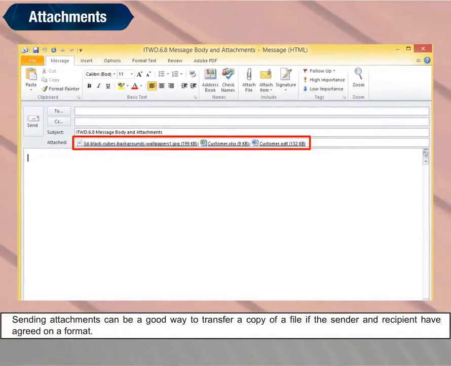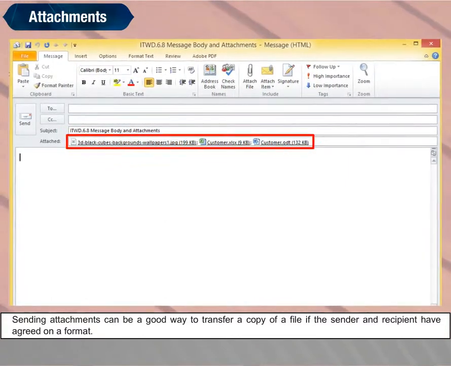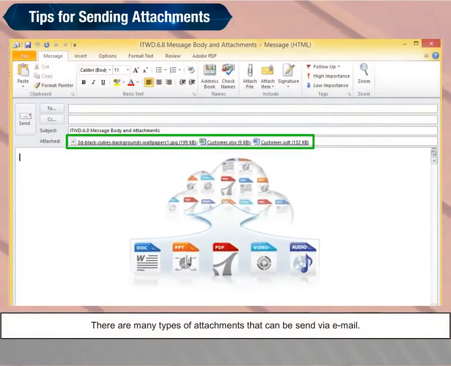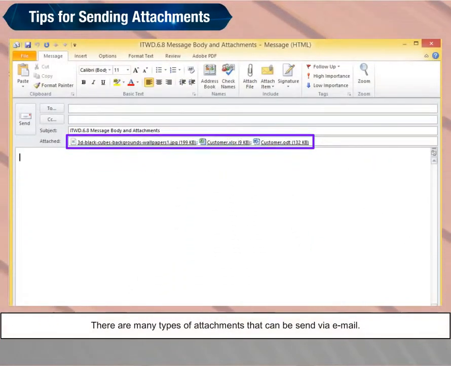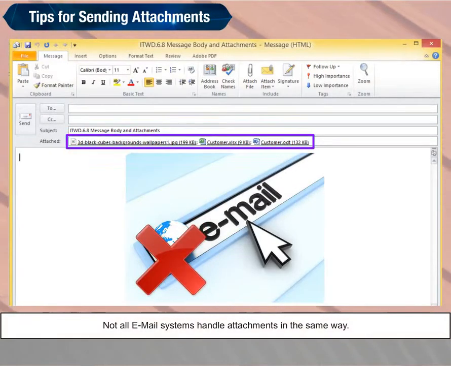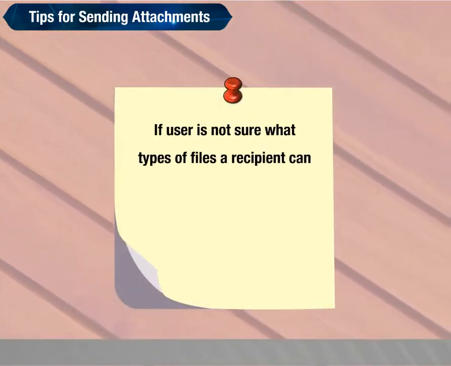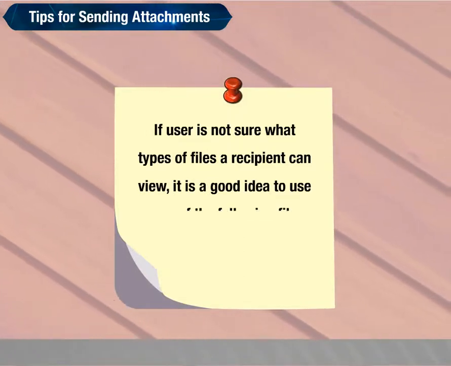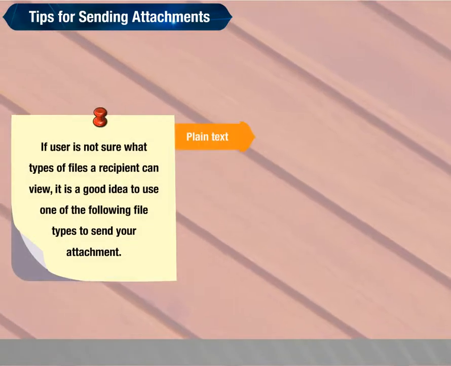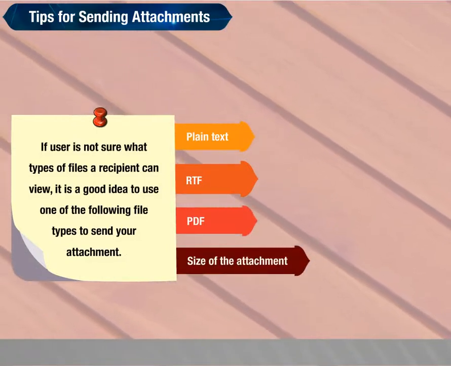Sending attachments can be a good way to transfer a copy of a file if the sender and recipient have agreed on a format. Tips for sending attachments. There are many types of attachments that can be sent via email. Not all email systems handle attachments in the same way. If the user is not sure what types of file a recipient can view, it's a good idea to use one of the following file types to send the attachment: plain text, RTF, PDF. Size of the attachment.